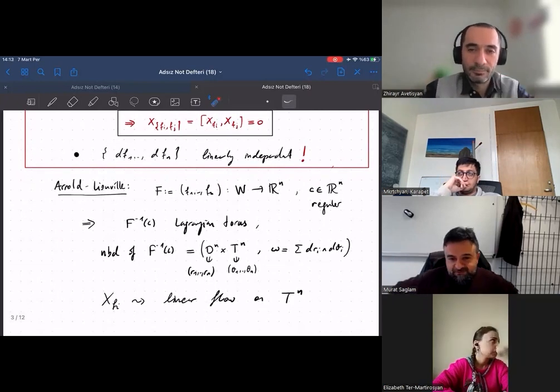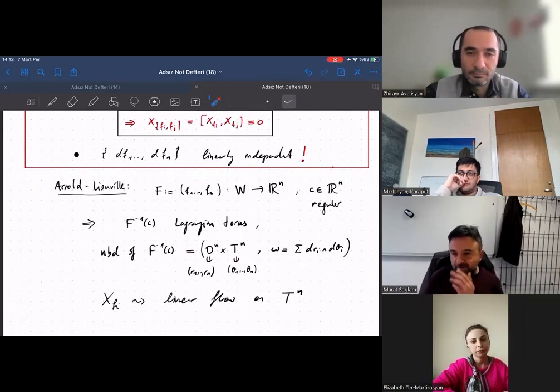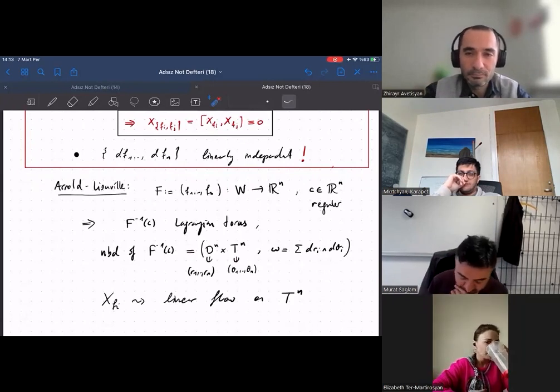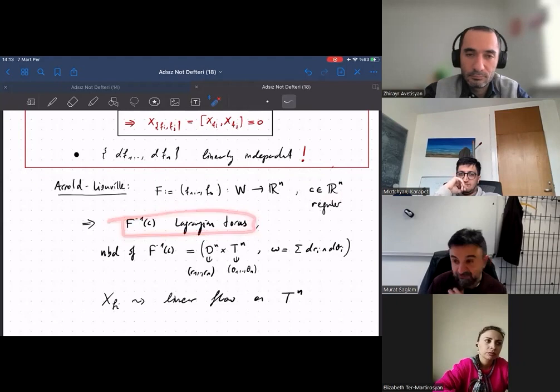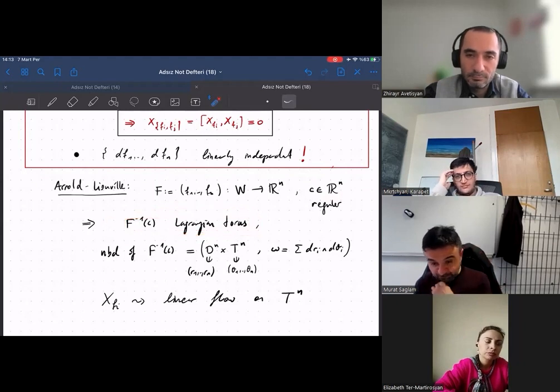So once you have such a complete integrable system, then you can look at this map from your symplectic manifold to R^n, where the components are given by the Hamiltonians. And if you take a regular level, then the pre-image of the regular level will be a Lagrangian torus. So it's a regular level, which means it will be a manifold of dimension half.